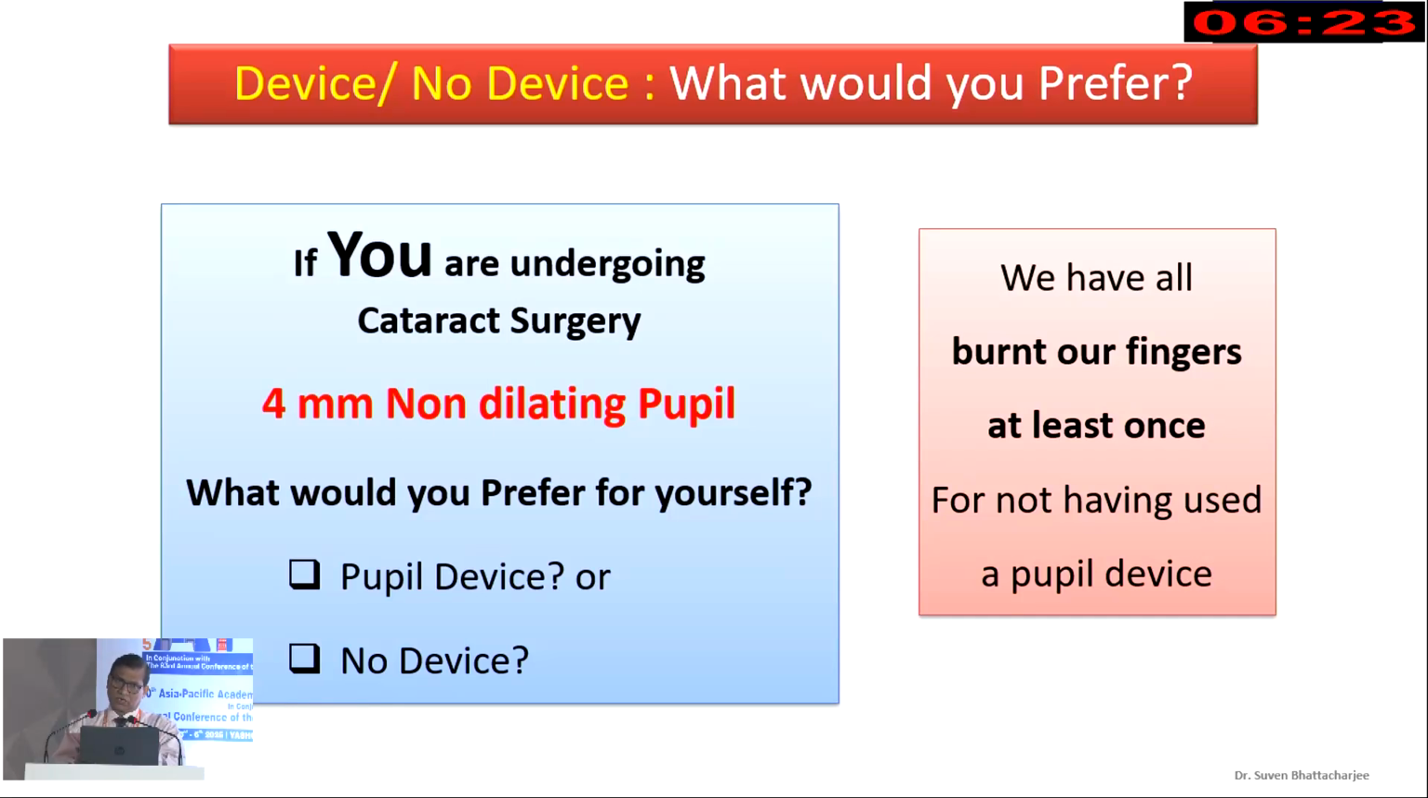Now, there is another big question about whether to use a device or not. There are skilled surgeons, super skilled surgeons, superhuman surgeons, and different types. But just put yourself in the patient's shoes and say, if you have a 4 millimeter pupil and you are undergoing a cataract surgery, what would you like your surgeon to do? Show his heroic skills in doing a non-device surgery, or to use a device and be safe rather than sorry? So that is a thought I think you would like to spend some time on.